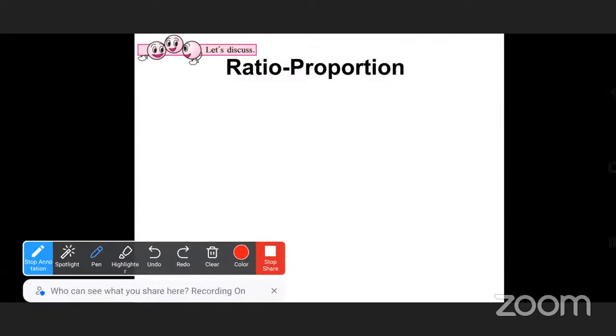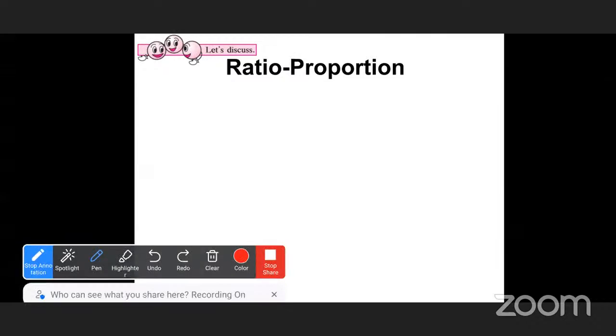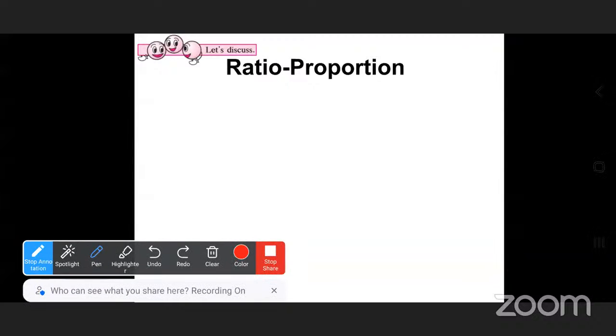In previous classes you have learned different ways of comparing numbers, right? Here we are going to learn another way of doing the same thing. Ratio and proportion also give a type of comparison between numbers. So let us continue with the topic. There are two people, Ramesh and Nilima.